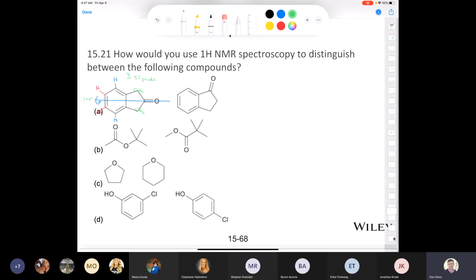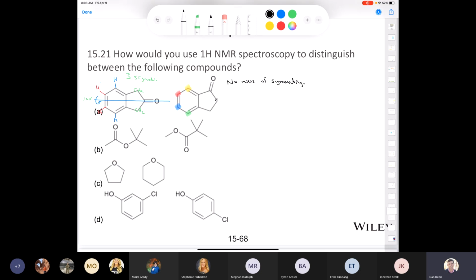Maybe another question we could ask is, is there an axis of rotational symmetry? And in this compound, there is no axis of symmetry. So that means that each one of these protons is going to provide a unique signal on the aromatic ring. This proton is different from this proton, which is different from this proton, which is different from this proton. All four of those protons on the aromatic ring are different.